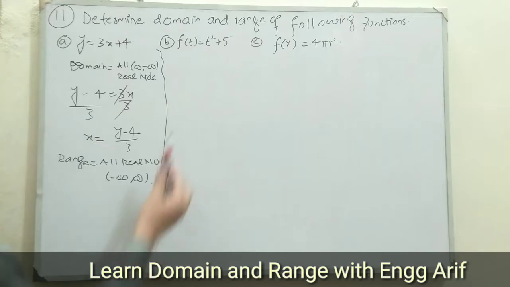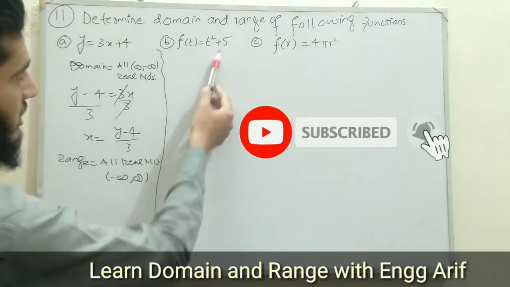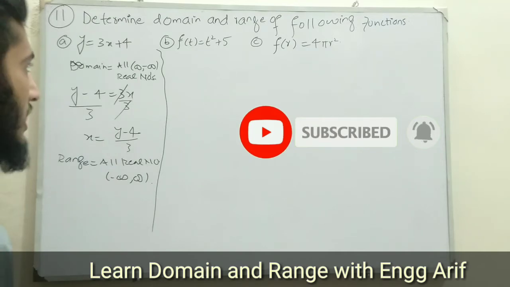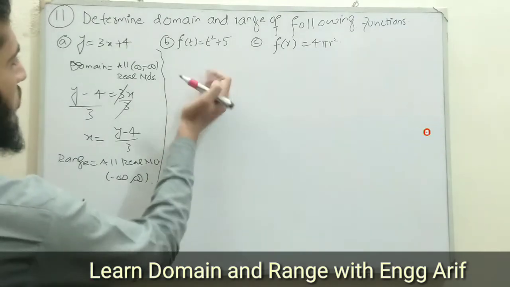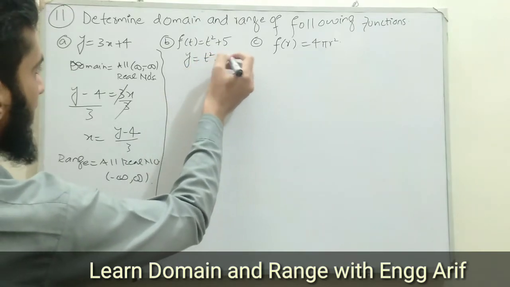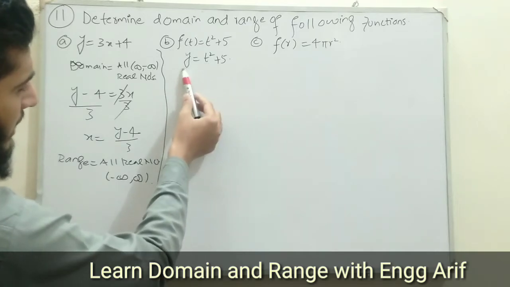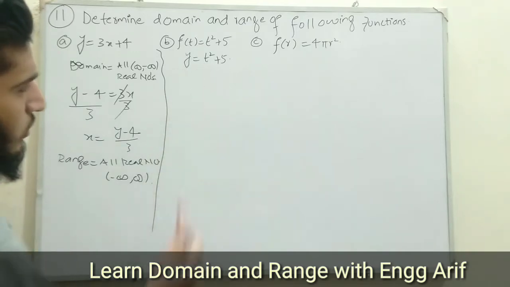Now let's move toward part 2 of question number 11. It tells that f of t is equal to t square plus 5. Let's suppose this is a function. Let's suppose f of t is equal to y, so it becomes y is equal to t square plus 5. Now, here t is the independent variable and y is the dependent variable. So the independent variable is actually our domain.